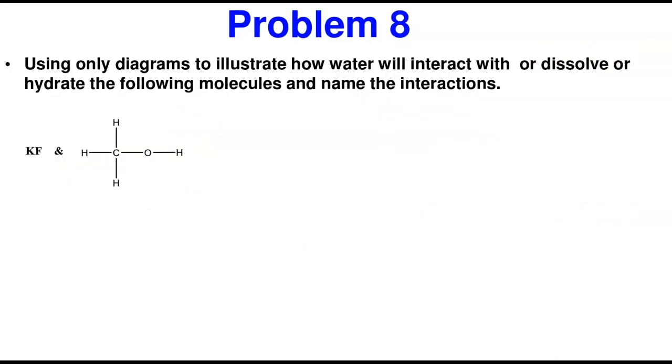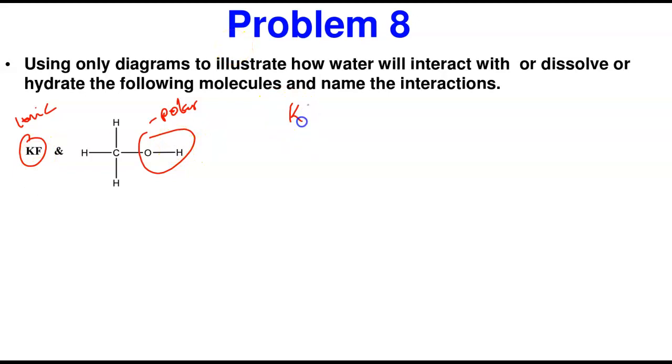The next problem says, using only diagrams, illustrate how water will interact with, dissolve, or hydrate the following molecules. If you look at this molecule, potassium fluoride, this is an ionic compound. Water, because of its OH, is a polar compound. So what is going to make an ion-dipole interaction here? So let's start with the first one.